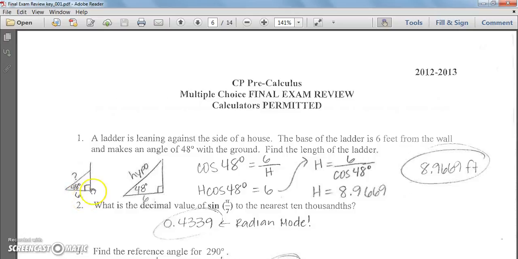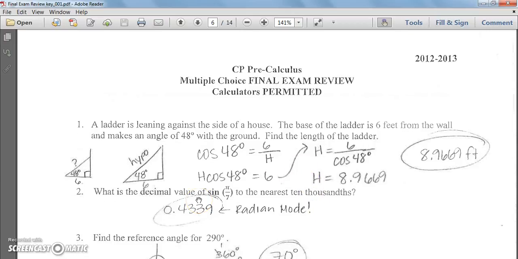Now, what do I want to know? I have two sides that are unknown. I want the length of the ladder, which means hypotenuse. So I know something that's adjacent and hypotenuse. That immediately screams to me good old-fashioned cosine. So the cosine of 48 equals 6 over hypotenuse. And then you solve for h. You can either multiply by h and divide by cosine of 48, or just flip-flop cosine and h right there. Make sure your calculator is in degree mode here.